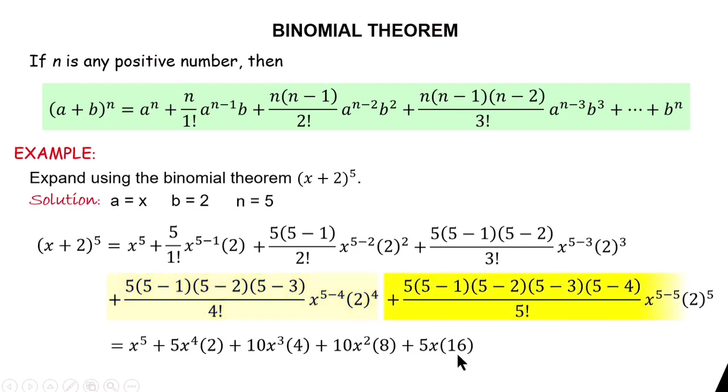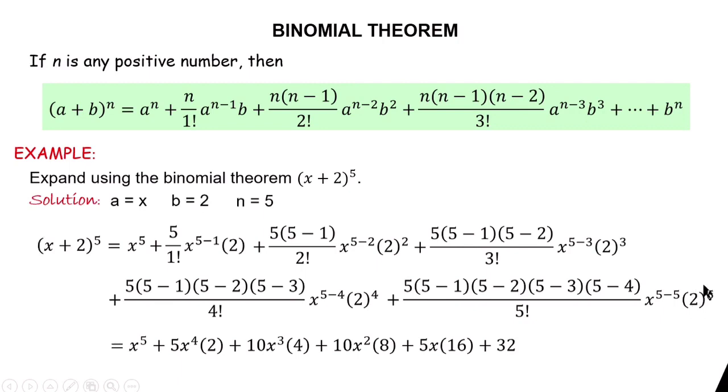And finally, 5 factorial is 120, 5 times 4 times 3 times 2 times 1. Remember, 5 times 5 minus 1 times 5 minus 2 times 5 minus 3 is equal to 120, times 5 minus 4, which is 1, that is still equal to 120. 120 times 1 is 120. Divide by 5 factorial, which is 120, that is equal to 1. Times x raised to 5 minus 5, or x raised to 0. 5 minus 5 is 0. And x raised to 0 is also equal to 1.